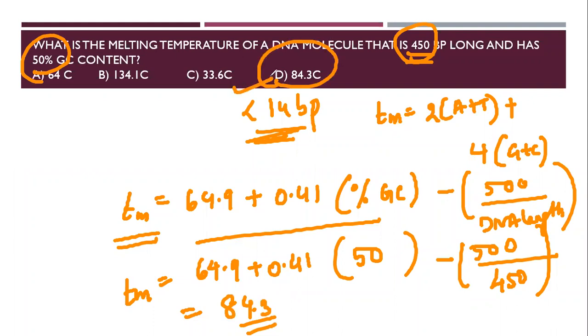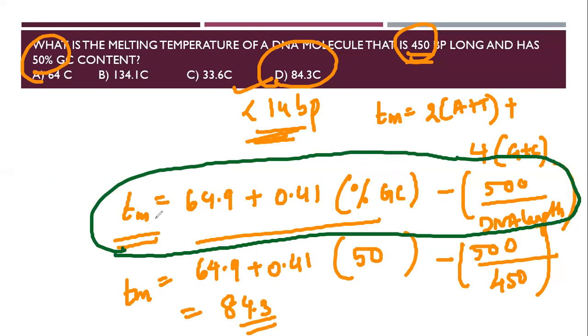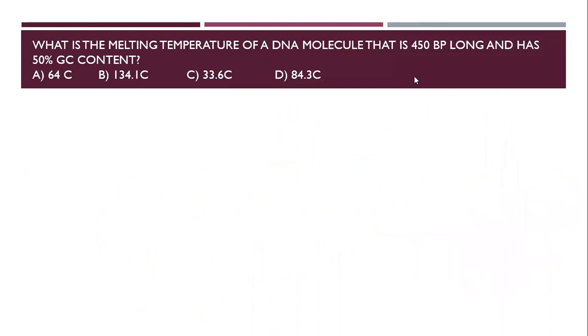If you have not checked right now, later please check it using your calculator, or if you can do it by yourself, that is far better, because during the exam calculators are not allowed. Is it clear? Simple. Please remember this formula, then it is very easy. Tm is your melting temperature, 64.9 plus 0.41 into percentage of GC minus 500 divided by DNA length. Based on this formula, we will do today's numericals.